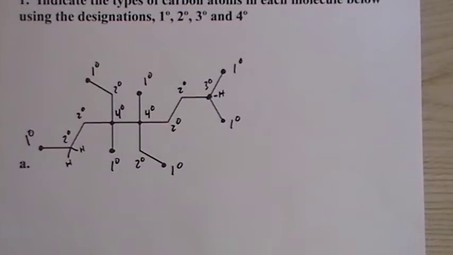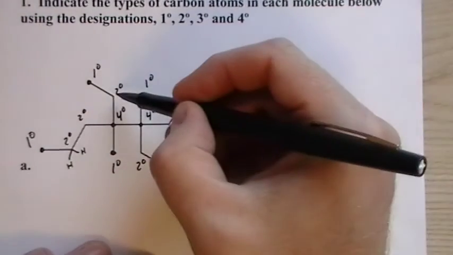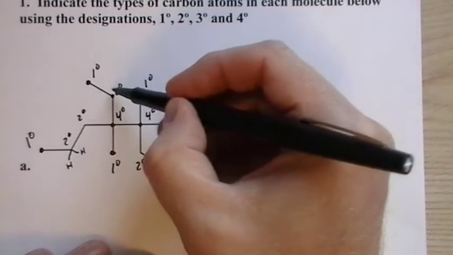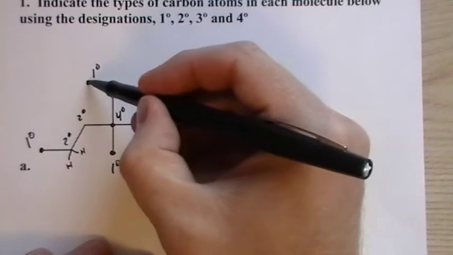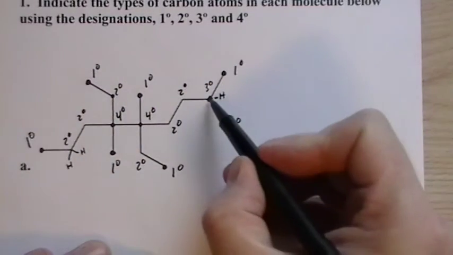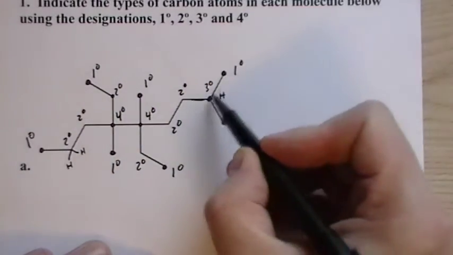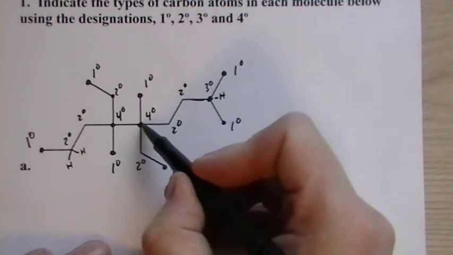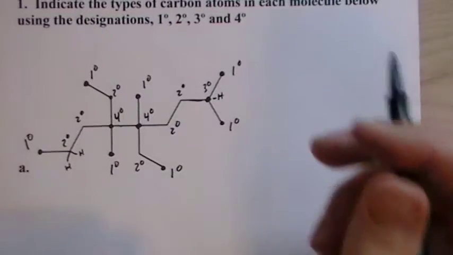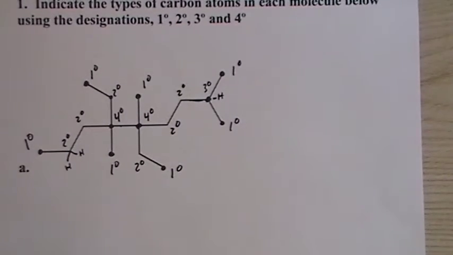With the line angle drawings, it's actually pretty easy to see because you can see at this point it has 2 lines, so that's secondary. This one only has 1 line extending from it, so it's primary. This carbon has 3 lines going from it, so it's tertiary. This carbon has 4 lines going from it, so that's quaternary. So pretty easy once you get the hang of it.